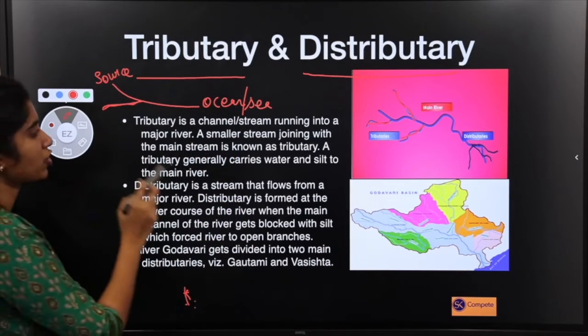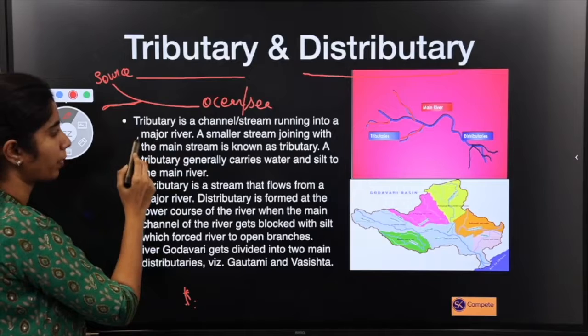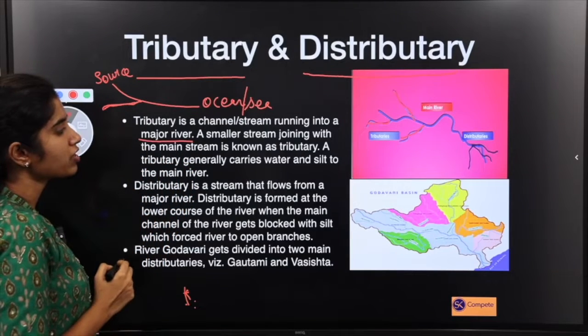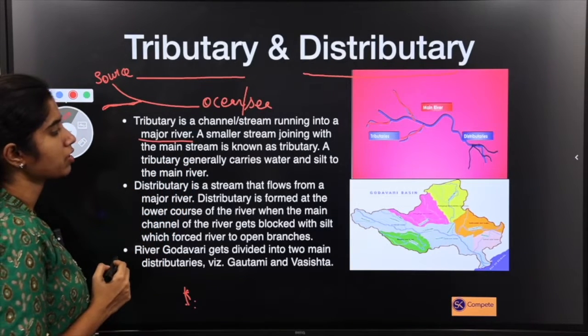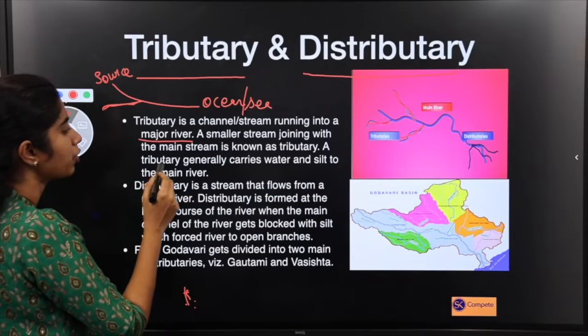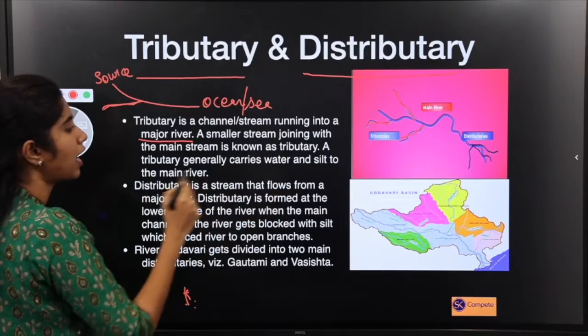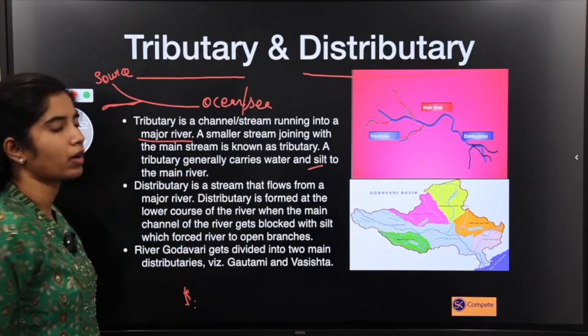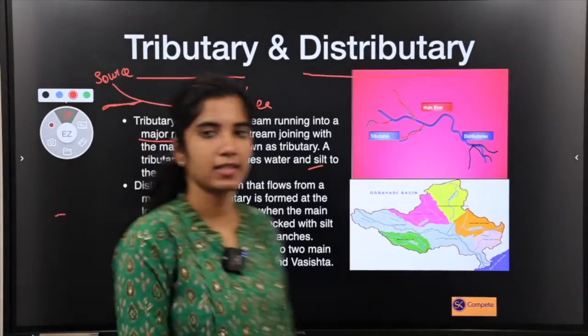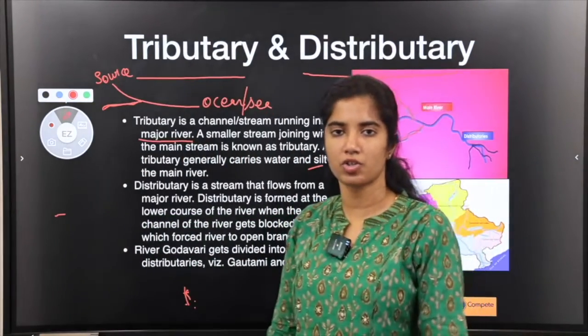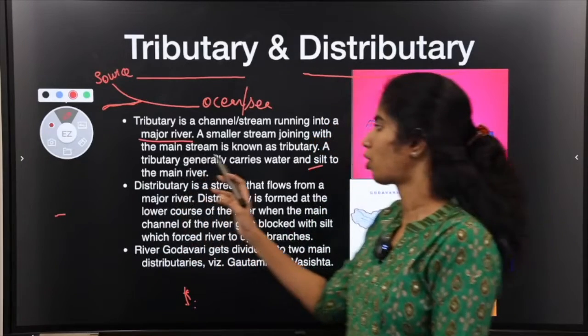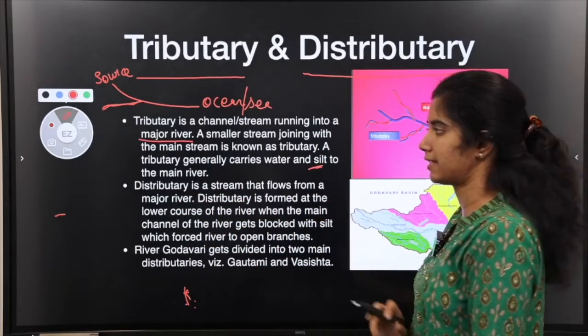So tributary is a channel or stream running into a major river. A smaller stream joining with the main stream is known as a tributary. A tributary generally carries water and silt into the main river. So where do we get this silt? Because from its origin, from the path it crosses, it will carry some silt.